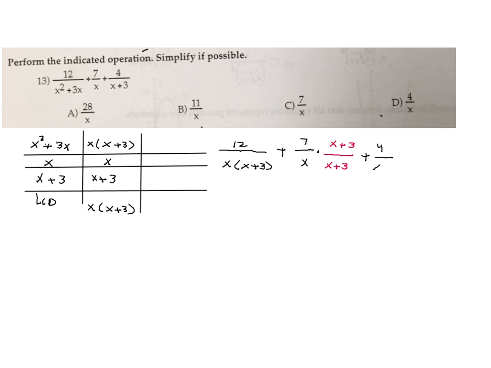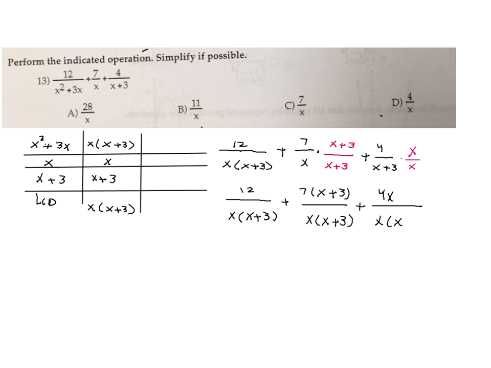So the next one we have 4 over x plus 3. So what's missing now? X is missing. Very good. So if I go ahead and multiply this by x over x, so now I have 12 over the LCD, x over x plus 3, plus 7 times x plus 3 over LCD, which is x times x plus 3, plus 4x over x times x plus 3. So you see how I get all these to have the same LCD, so I can add these or subtract them. In this case we're adding.